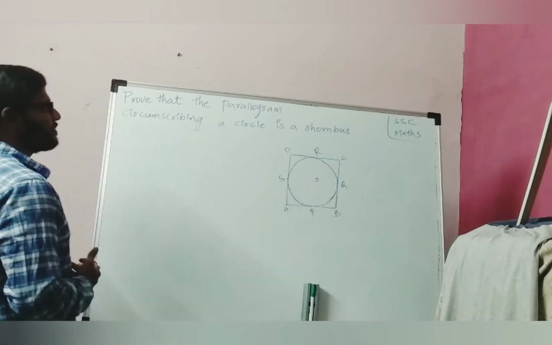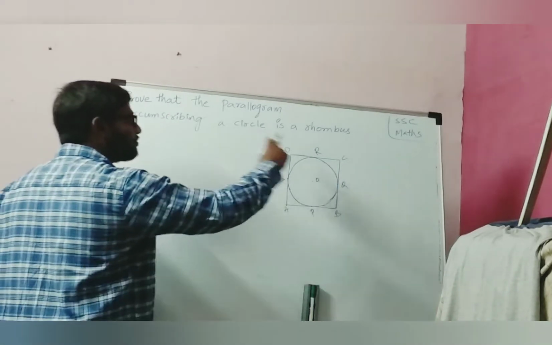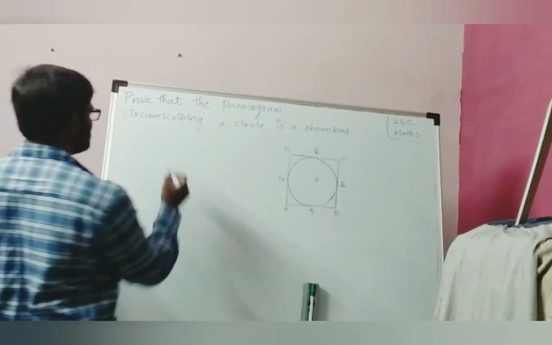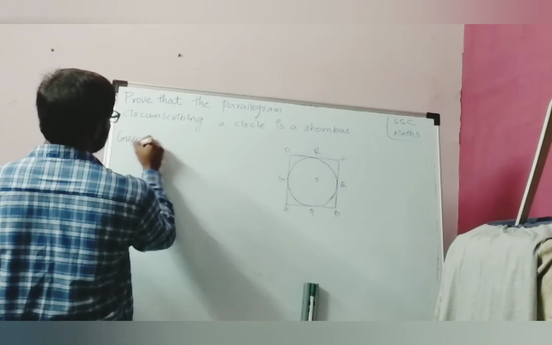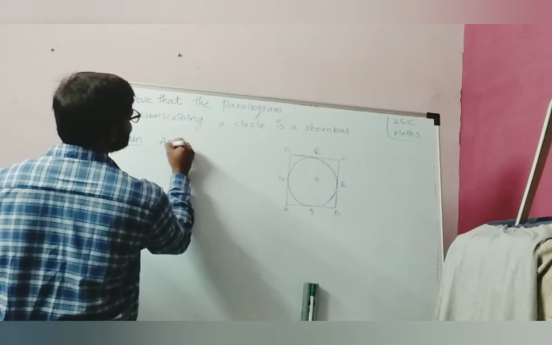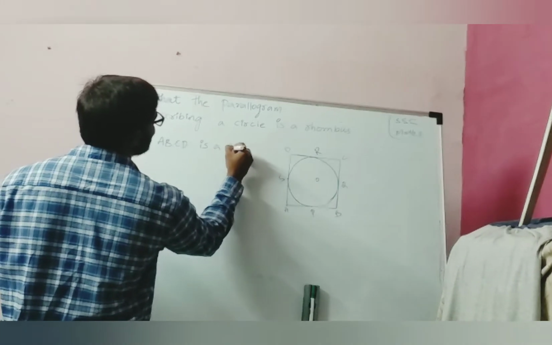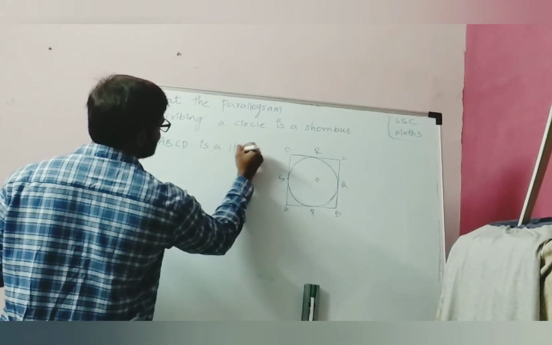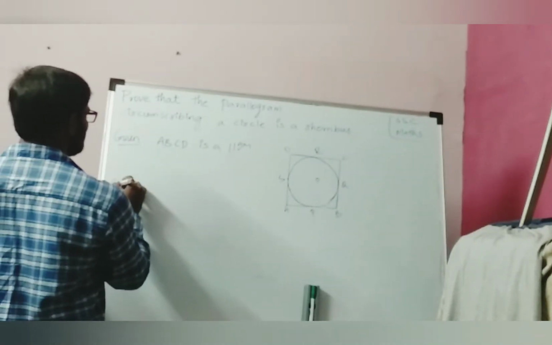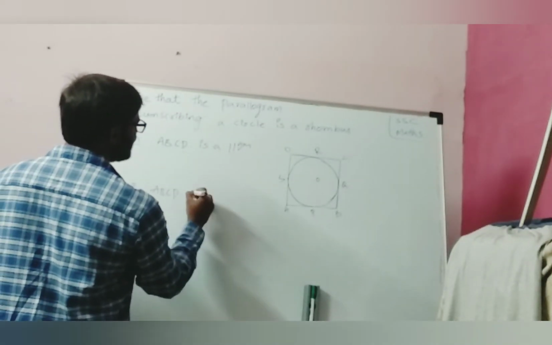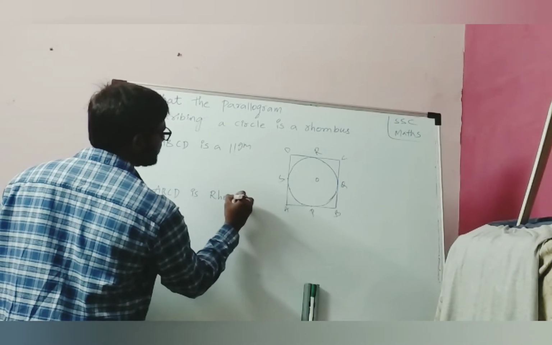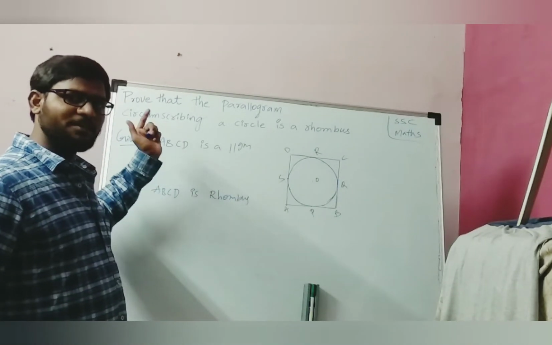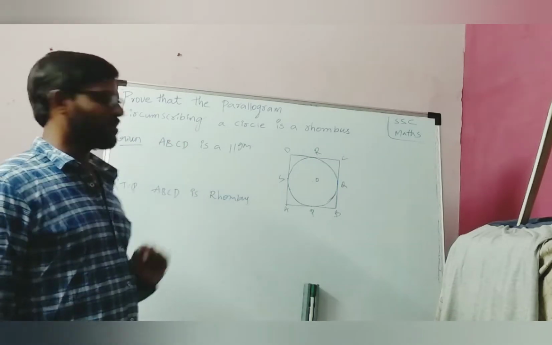Here which polygon is circumscribing a circle? Parallelogram. If a parallelogram circumscribes the circle, then that parallelogram is what? Rhombus. That we have to prove. First, what is given? ABCD is a parallelogram. We have to prove this ABCD is a rhombus. The parallelogram circumscribing the circle is a rhombus.